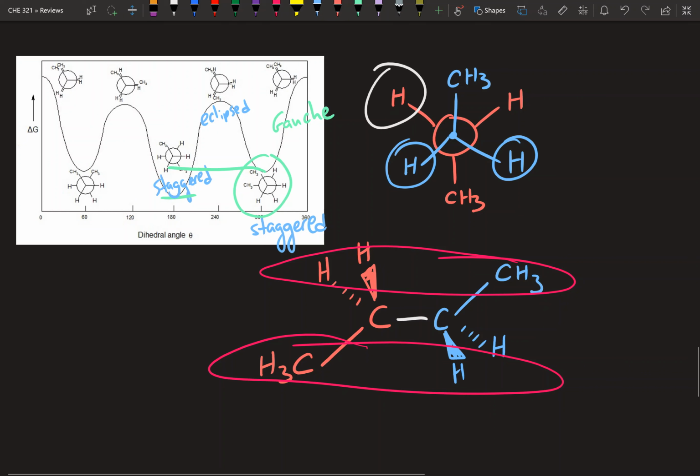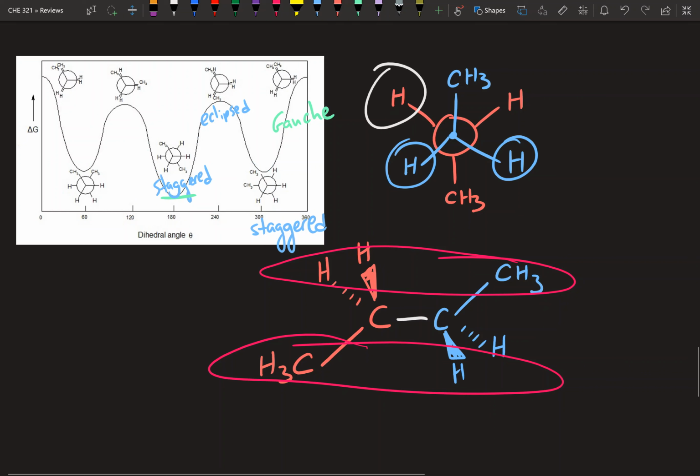We can also look at the interactions for each one. This has a gauche interaction, and so that's going to add an energy cost to the molecule. This one doesn't have a gauche interaction, and it's not eclipsed, and all the groups are as far apart from each other as possible, so that is as low energy as you can get, in other words, as stable as possible.